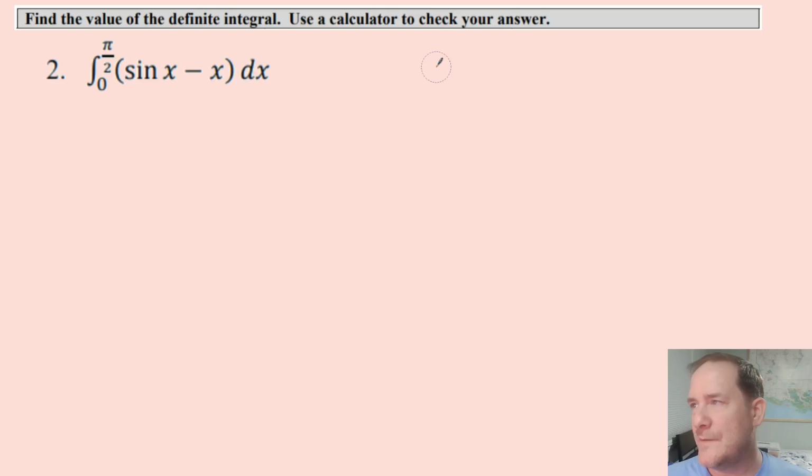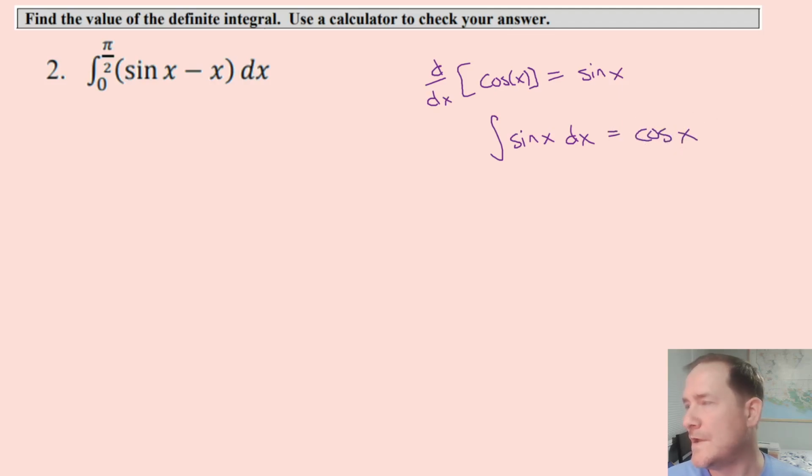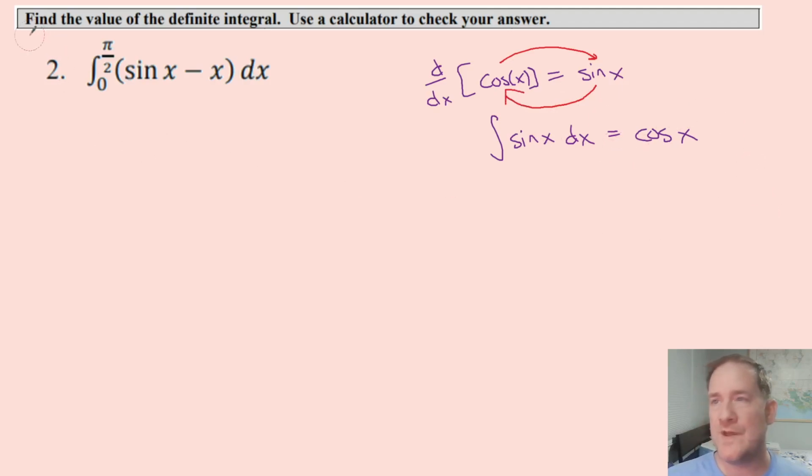Think of it like this. You know that the derivative of cosine is sine. And shouldn't that mean that the integral of sine is cosine? Again, that's just demonstrating that inverse relationship, right? If the derivative of cosine gives sine, then the integral of sine must give cosine, and it does. So that means I can attack this problem now. I want this integral. So what's my antiderivative? Well, the antiderivative of sine, we just said, is cosine.